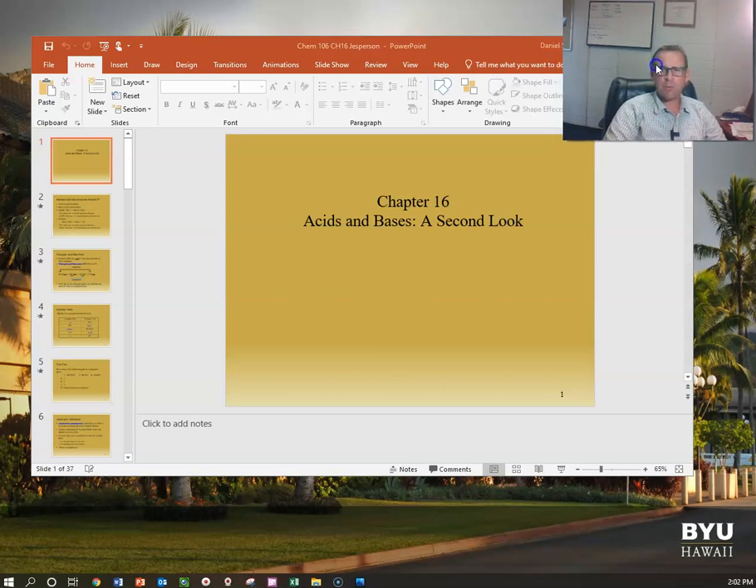We just finished chapter 15. Chapter 15 talked about equilibrium. And now we're going into chapter 16. Chapter 16 talks about acids and bases.